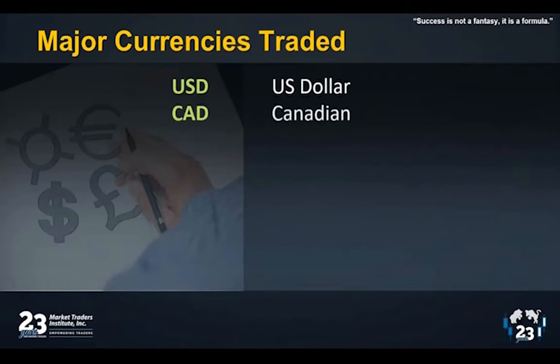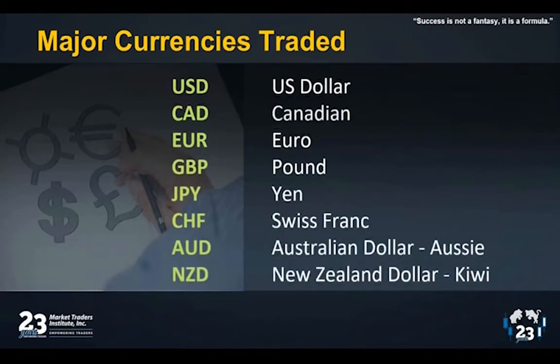Now, there are many currencies out there in the world, but there are 8 major currencies that we trade. They move, but they're fairly stable. We don't feel that the country is going to go bankrupt. So the US dollar, Canadian dollar, euro, British pound, Japanese yen, Swiss franc, Australian dollar, New Zealand dollar. We sometimes call it the Kiwi. Hopefully, most of you have at least heard of these currencies.